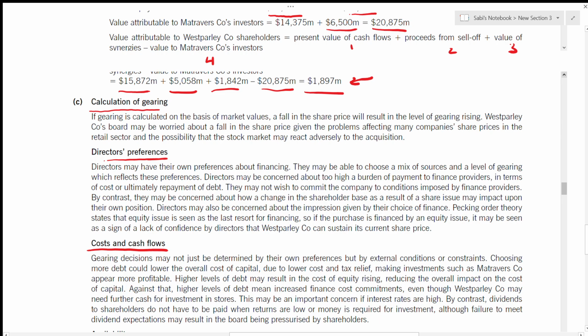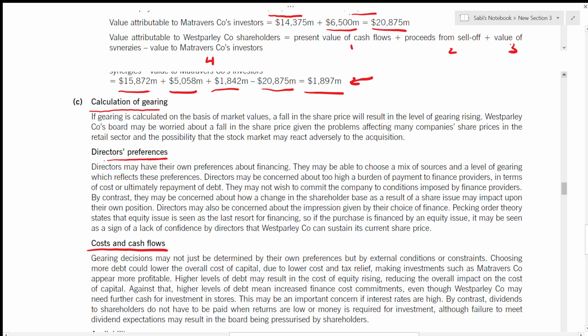If gearing is calculated on the basis of market value, a fall in the share price will result in the level of gearing rising. Westpale's board may be worried about a fall in the share price given the problems affecting many company share prices in the retail sector. It has been told in the beginning of the case study that the retail sector share prices are not doing well, and the possibility that the stock market may react adversely to the acquisition.